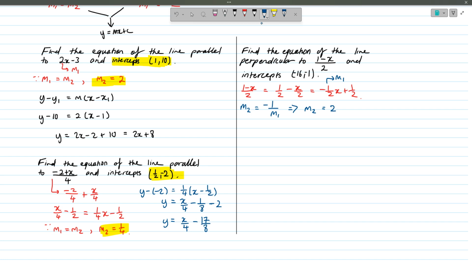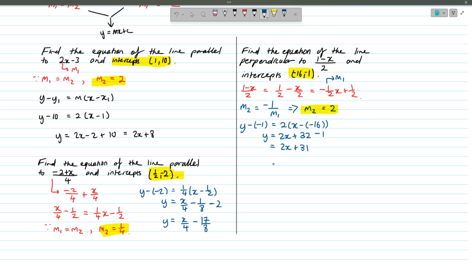And then from here, now we have intercept and we have a gradient. We can say that y minus negative 1 is equal to 2x minus negative 16. And then from here, you get y is equal to 2x plus 32, because that negative makes it a positive, minus 1. So that's just 2x plus 31.